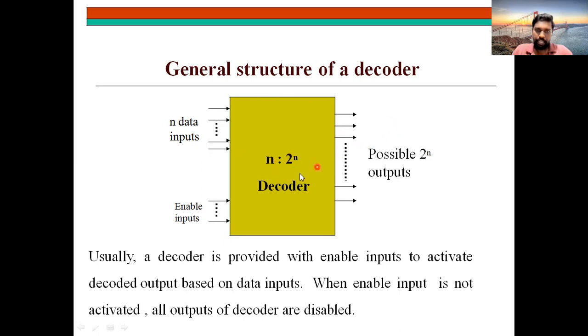Suppose you take n equal to 2 here, then which decoder will be formed? For n equal to 2, a 2 into 4 decoder will be formed. So let us see what a 2 into 4 decoder is, and how the circuit will operate in that.